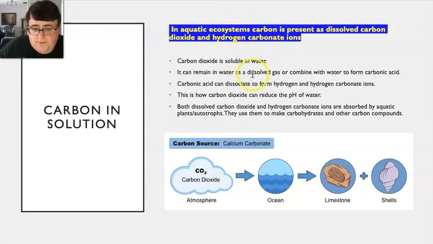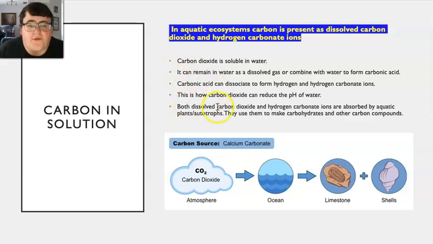Carbon dioxide in water. We know that carbon dioxide is soluble in water, but it can either remain in water as a dissolved gas or it can combine with water to form something called carbonic acid. Carbonic acid can then dissociate or break apart to form hydrogen ions and hydrogen carbonate ions. When it dissociates and forms those hydrogen carbonate ions and hydrogen, that's how we lower the pH of water. So we're making water more acidic.